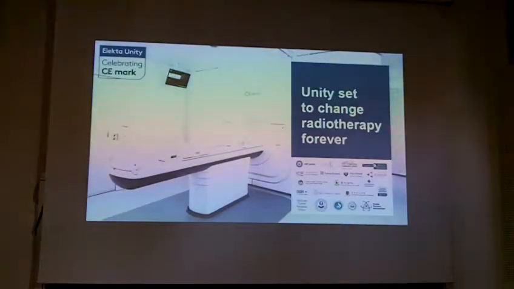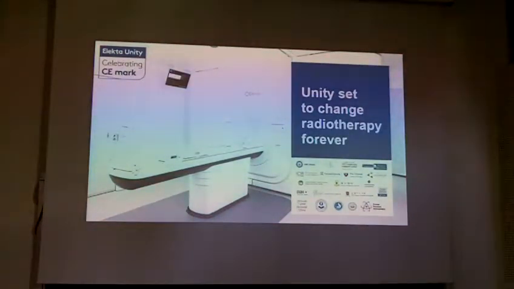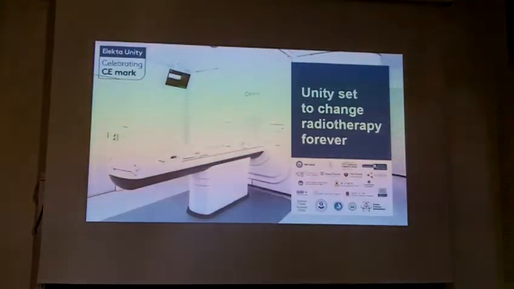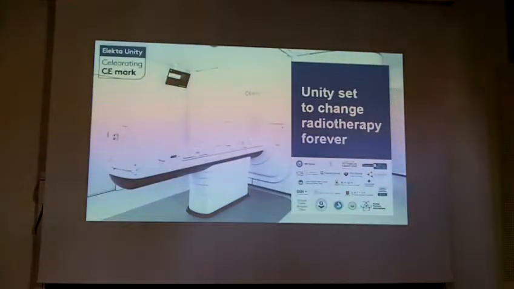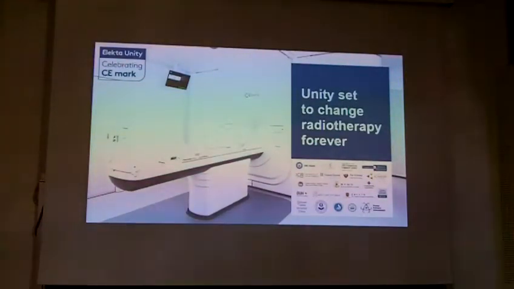On the 18th of June, we got the CE mark for Unity, for the MRI Linac. So since then we are clinical in Europe, and we are really celebrating this success because we had a lot of doubts in the community that we would succeed to bring these two worlds together, and we did it.